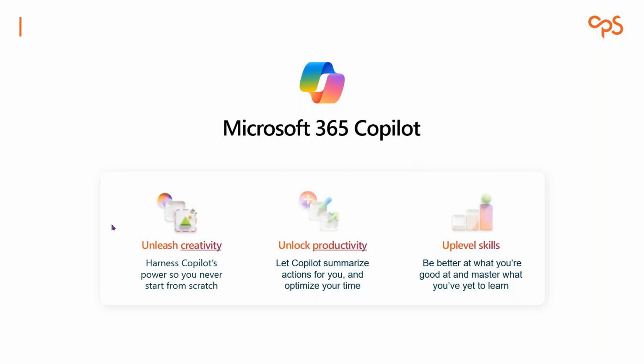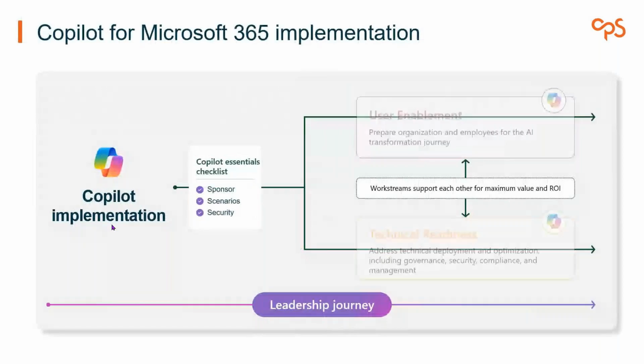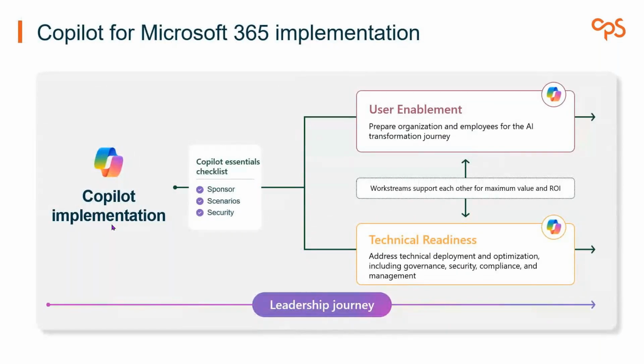And we're going to be talking about implementation, what you need to do, what our recommendations are based on all of our experience working with customers, what we found works well, what doesn't work well, and just share that knowledge with you. So there are two main areas to consider when you are implementing Microsoft 365. The first one is, we have a Copilot checklist.